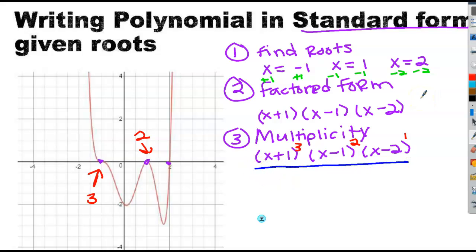But because it specifically states in standard form, what we need to do is actually distribute this out. I'm going to distribute it fully. That means x plus 1 times x plus 1 times x plus 1, 3 times, x minus 1 times x minus 1, 2 times, and x minus 2 just that 1 time. I need to distribute that all out. Yes, it's going to take a bit of time. Is it possible? Yes. Will you like it? Probably not. But let's see how it's done.